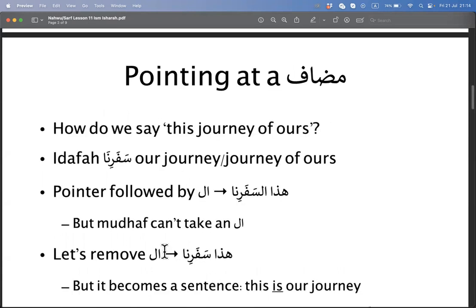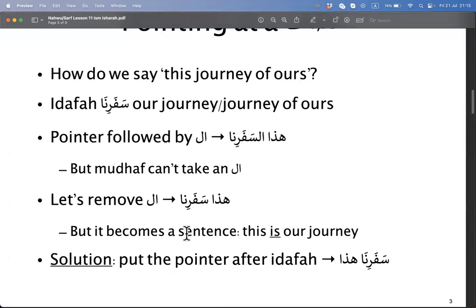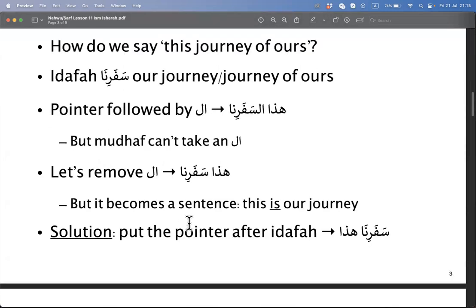This is not a complete sentence. "This is our journey" is a complete sentence. I don't want that. I still want to say something about this. So it's a problem, right? You put al, you cannot become mudaf. You remove al, it becomes a sentence. So what happens? You put the pointer after the idafa. Safarina hadha. Okay, so this one will become "this journey of ours." Clear?